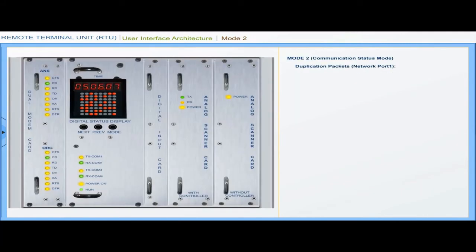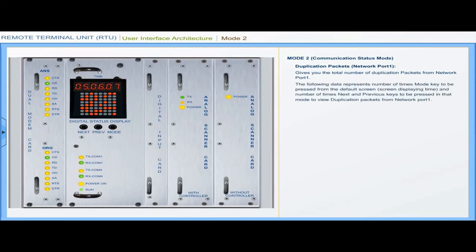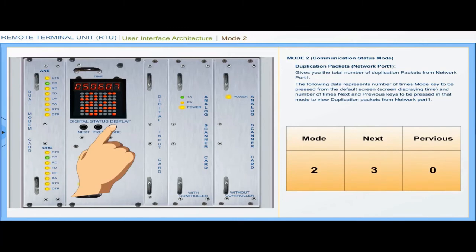Duplication Packets, Network Port 1. Gives you the total number of duplication packets from Network Port 1. The following data represents number of times mode key to be pressed from the default screen, that is screen displaying time, and number of times next and previous keys to be pressed in that mode to view duplication packets from Network Port 1. Mode 2. Next 3. Previous 0. Display on 7 segments look like.